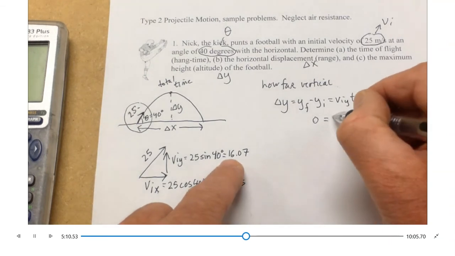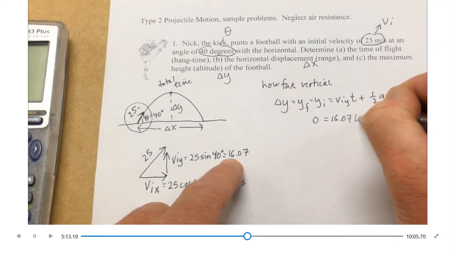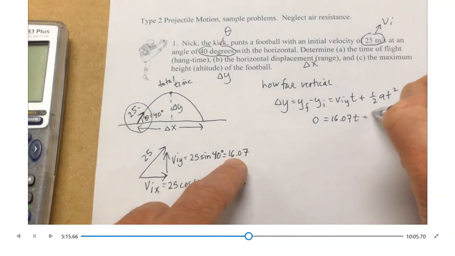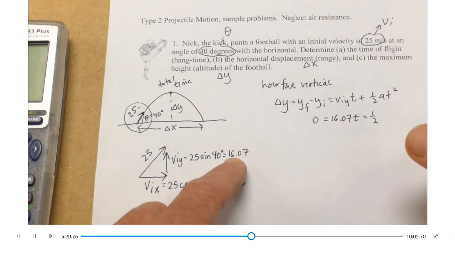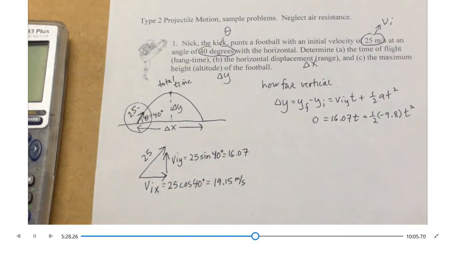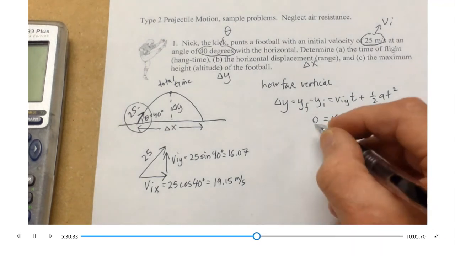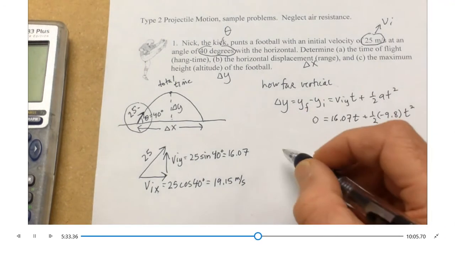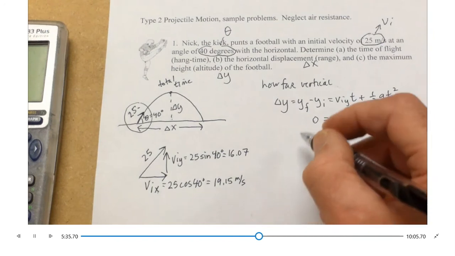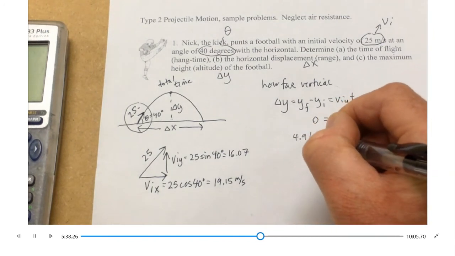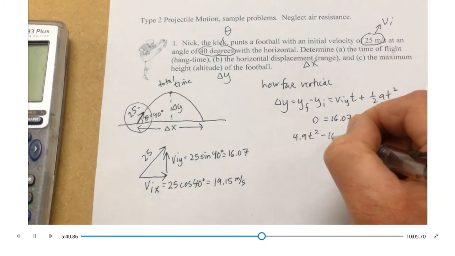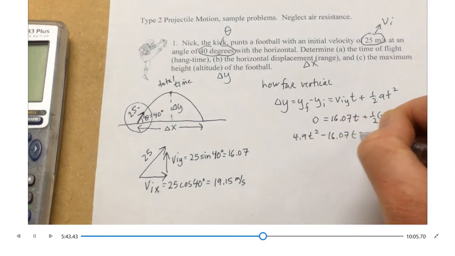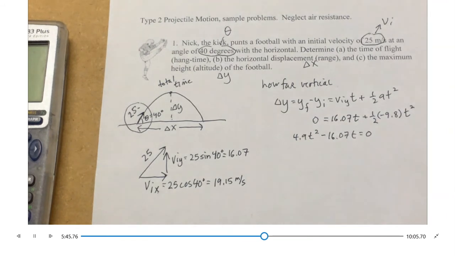VIY, though, we said was 16.07 t, then plus 1/2. Well, we know the object's in free fall, right? Gravity's pulling down on it, so we'll call that negative 9.8, and we'll put t squared there. Now, we can do a little bit of simplifying, and I'm going to put everything on the left side, so we can say that 4.9 t squared minus 16.07 t equals 0. Everyone okay with that?